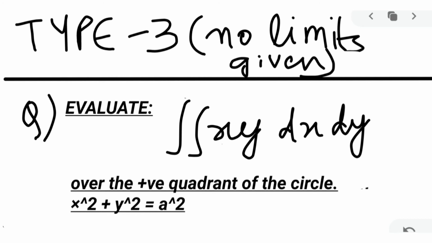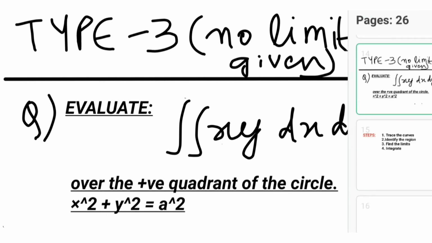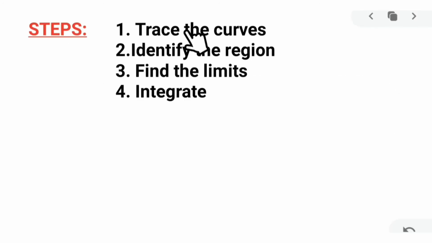So here we need to follow 4 basic steps, and I have written this down in the next slide. So here are the 4 steps we need to follow. First, we need to trace the curve. Then we need to identify the region which we have to integrate. For that, we need to then find out the limits. And then finally, we need to integrate the given double integration.